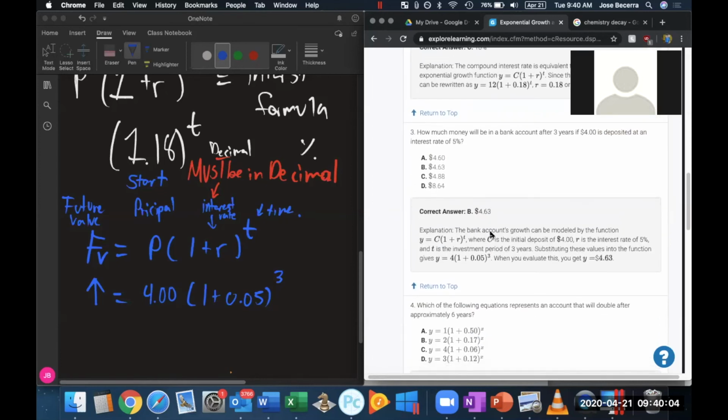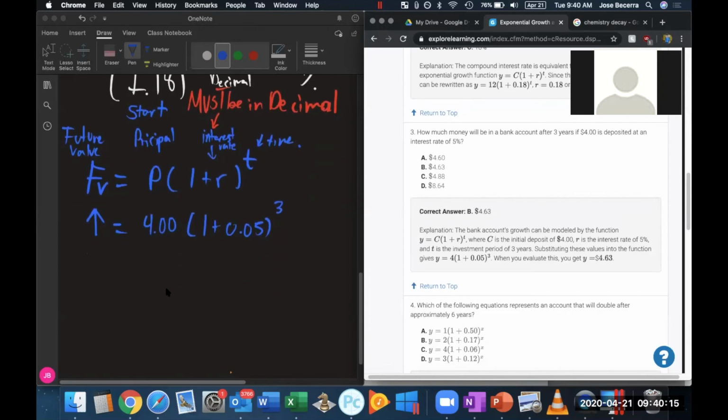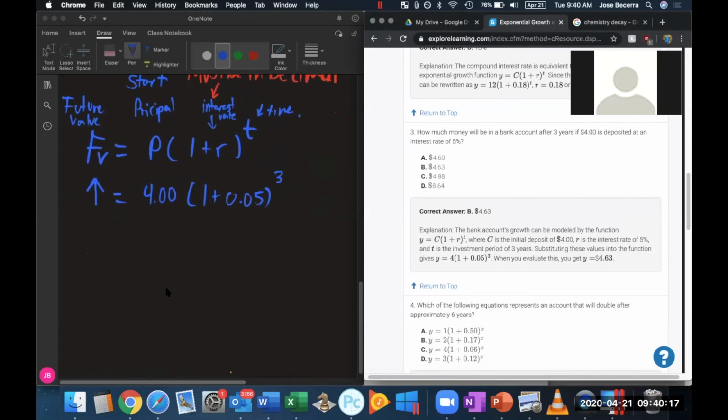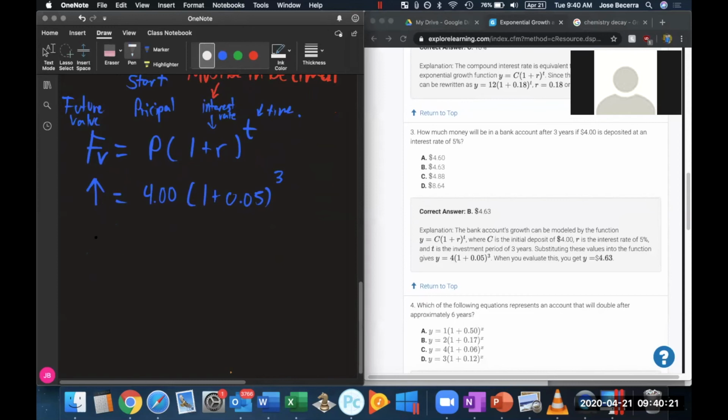Let's go to question number 4. Which of the following equations represent an account that will double after approximately 6 years? Okay. So, ladies and gentlemen, which one of these do you guys think is going to double after 6 years? Or at least, how would we know if this account doubled or not?